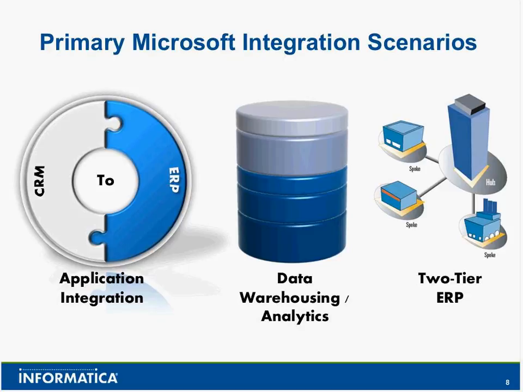The second is something that we get a lot of requests for, and it's what Informatica is historically known for, which is data warehousing and analytics. Getting out of these systems into an environment that is more optimized for reporting and analysis across multiple data sources. And then finally is an interesting, newer model that we're starting to see develop, which is two-tier ERP. And we'll go through all these briefly and then dive into the demonstration.